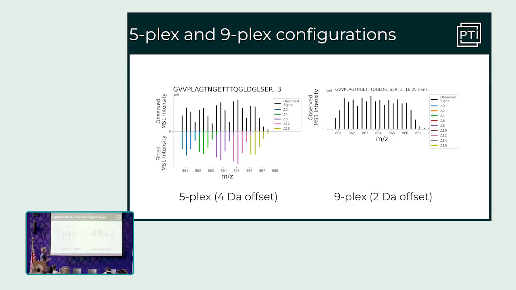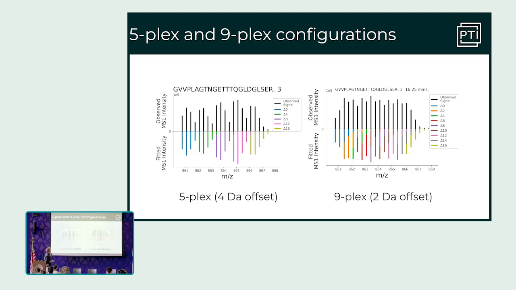But in the case of our 9-plex, now we don't have discernible differences in the isotopic envelope. And so we rely on this joint modeling approach. We can get back the individual contributions from each of the different channels, each of the different samples. In a biological context, these will be peptides from different samples. And so we can get back the individual contributions from each sample and thereby quantify the peptide distinctly in each sample by deconvoluting these peaks.